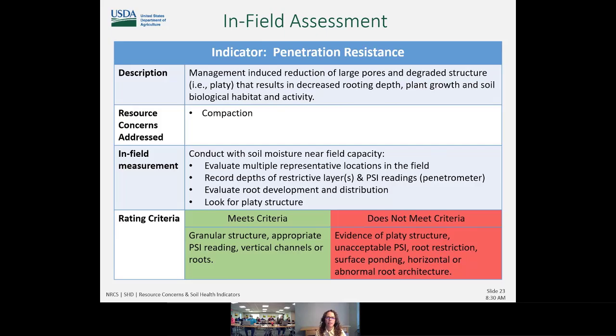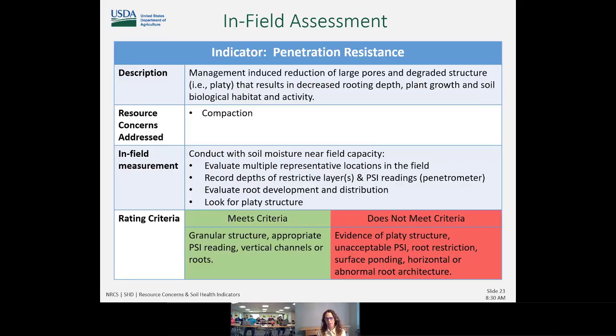Penetration resistance is another in-field assessment, and this can be done in a number of different ways, more technical to more qualitative. But this is really reflecting, again, the management-induced compaction. So a reduction in the pore space, a degradation of the soil structure. You might see platy structure when the natural structure should be something different. And it would result in decreased root development and root depth. It might cause some distorted root growth and plant growth, and would limit the soil biological habitat and activity.